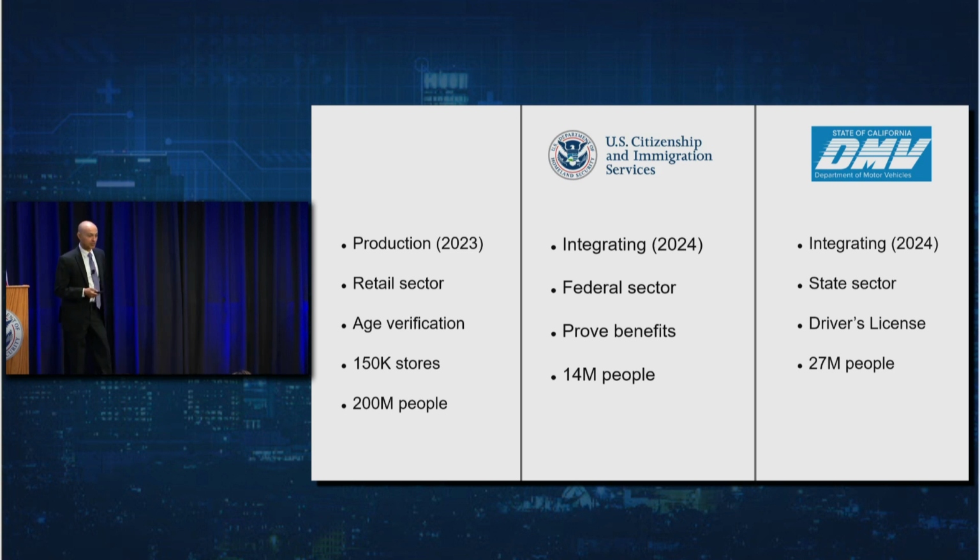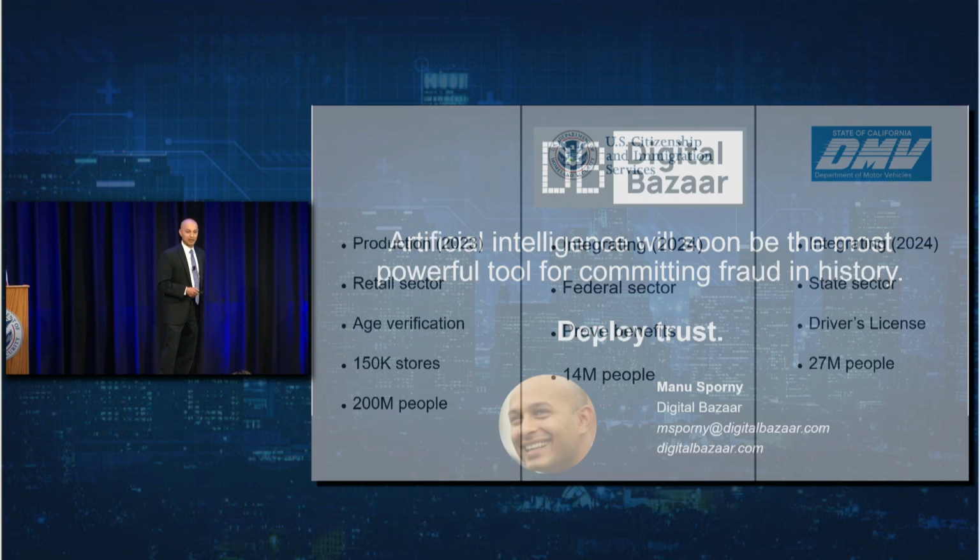Last year, we deployed it into production through a program called the True Age program, deployed to 150,000 stores across the United States. We are working with U.S. Citizenship and Immigration Services to upgrade the permanent resident card, naturalization certificates, employment authorization documents, and we're helping the state of California deploy this for all 27 million people in the state that have physical driver's licenses.